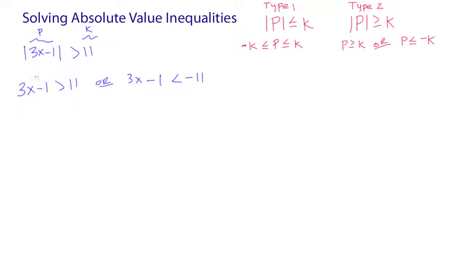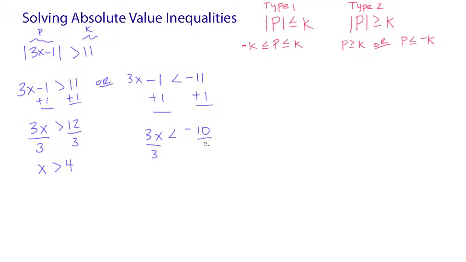Okay, so we need to solve and isolate x. In this case, we're going to add 1. We have 3x is greater than 12. Divide by 3, and we have x is greater than 4. This one, we add 1. We have 3x is less than negative 10. And then we divide by 3. We got x is less than negative 10 over 3. So these are our 2 answers, 2 separate answers. So that's a type 2.